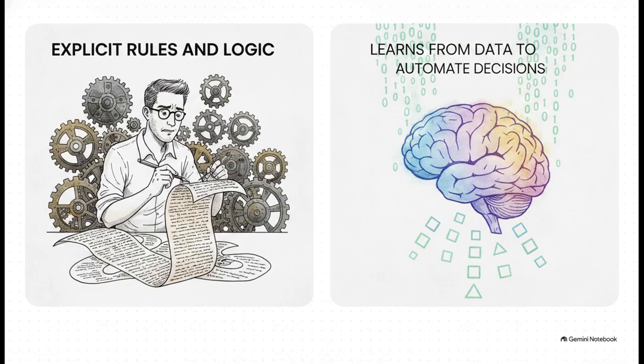Now, data-driven ML completely flips that script. Instead of us painstakingly writing every single rule, the system learns the patterns directly from the data itself. It's finding anomalies and making decisions at a scale that human logic just can't keep up with.